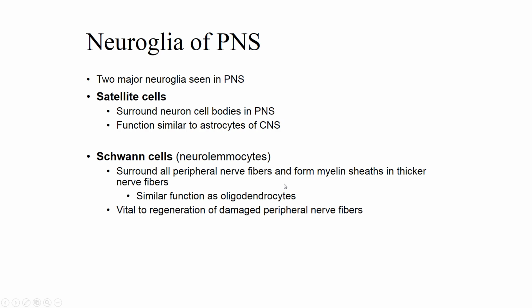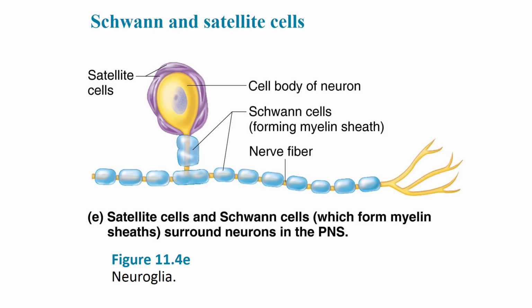And then the second one will be your neurolemmocytes, or the Schwann cells. They surround all peripheral nerve fibers and form myelin sheaths in thicker nerve fibers. Their function is similar to the oligodendrocytes. They're very vital to the regeneration of damaged peripheral nerve fibers. And they are also very vital to speeding up the transmission of nerve impulses in an axon.